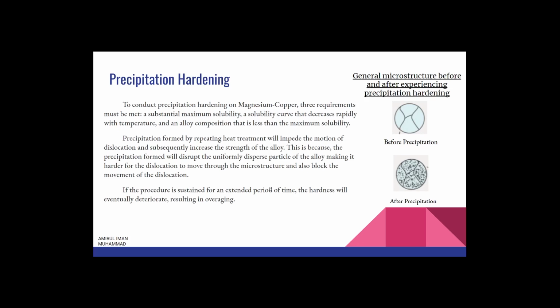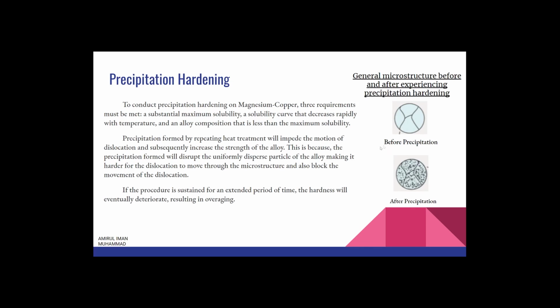So how does precipitation hardening help in increasing the strength of the material? Well, precipitates formed by heat treatment will impede the motion of dislocations and thus increase the strength of the alloy. This is because the precipitates formed will disrupt the uniformly dispersed particles of the alloy, making dislocations harder to move through the microstructure. The precipitates will also block the movement of the dislocations.